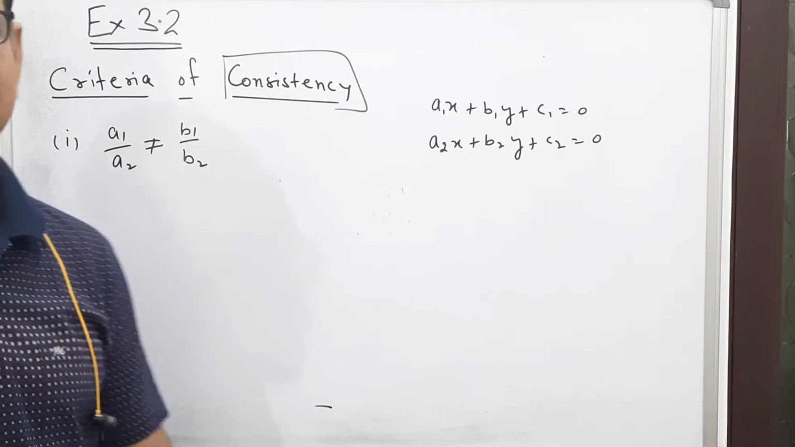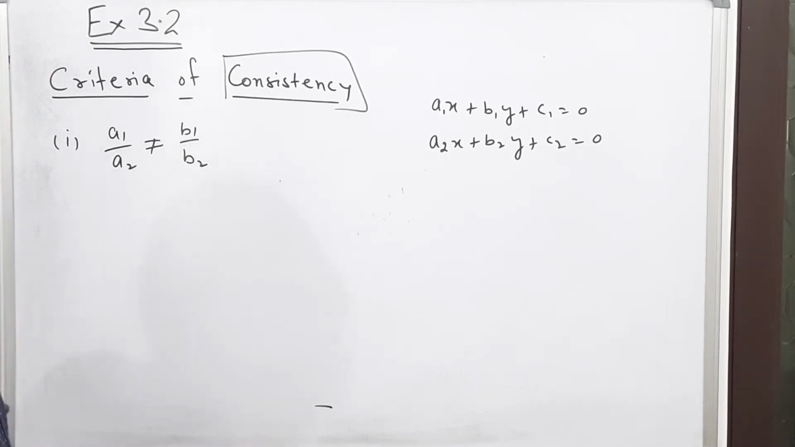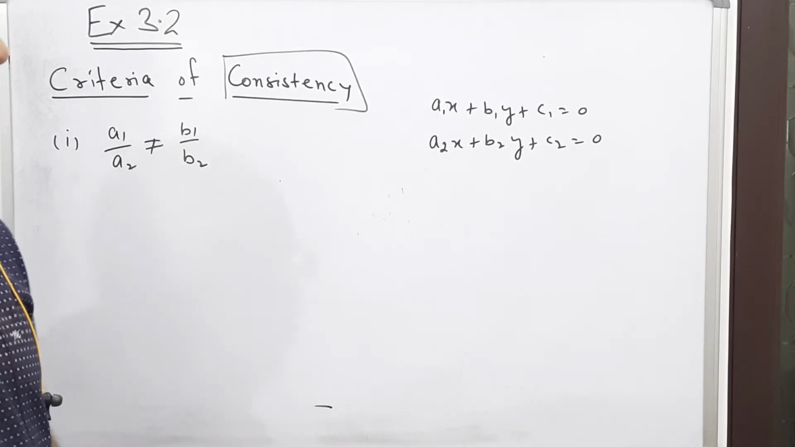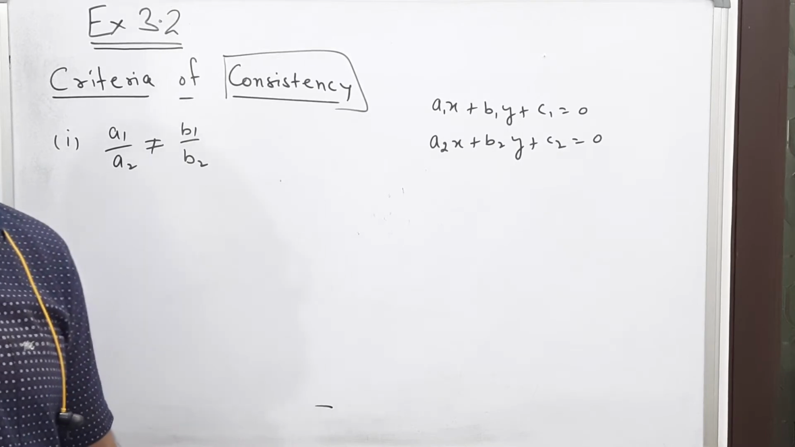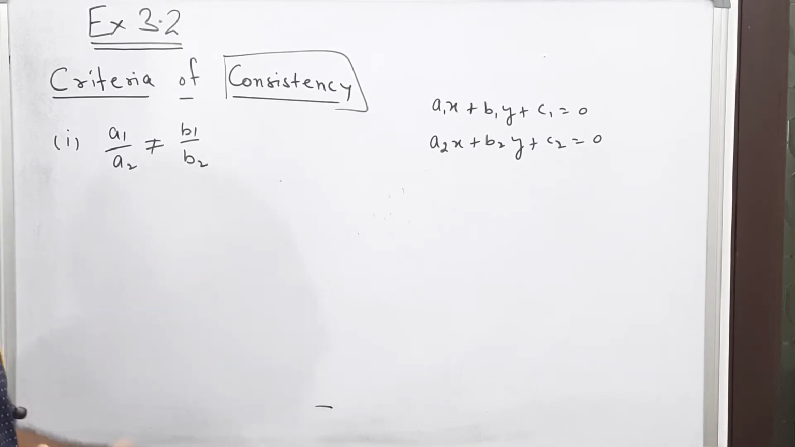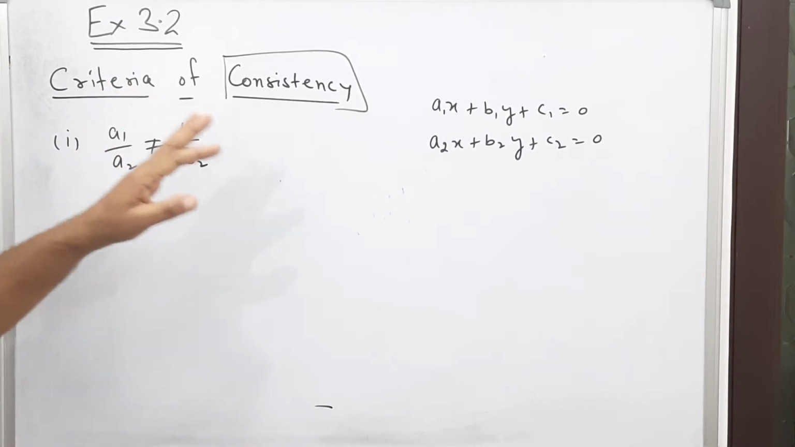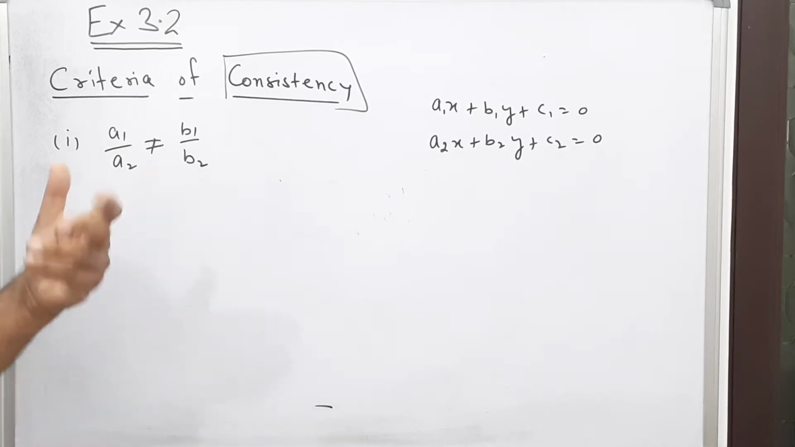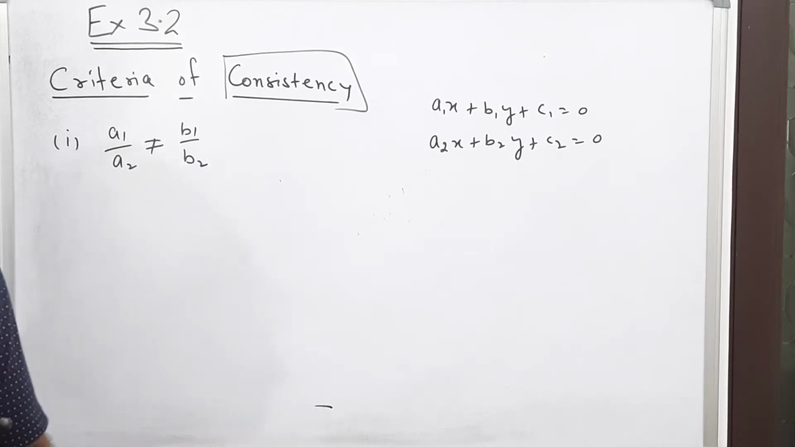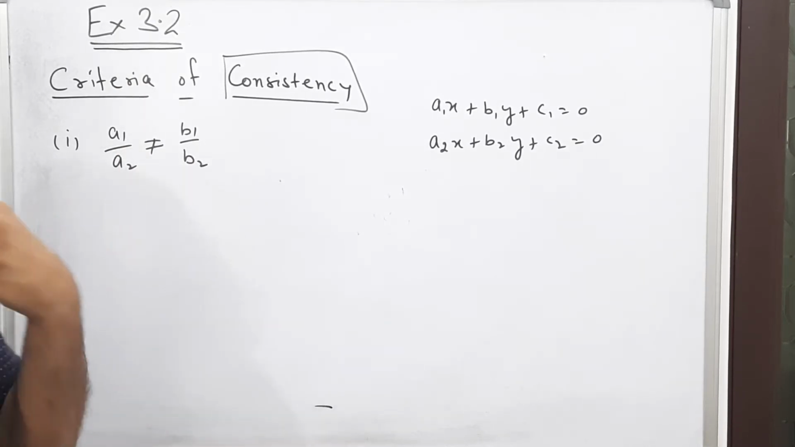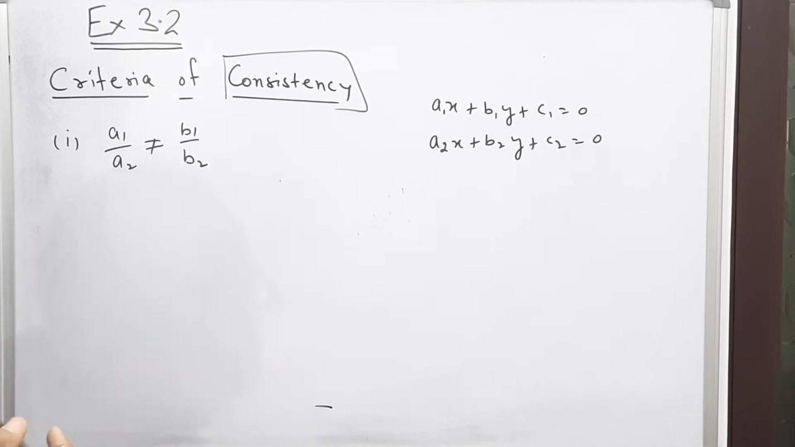Hello students, in my previous video you have seen the algebraic representation of a given condition and how to draw the graph of it. Now in this video I will be explaining the criteria of consistency. What is the meaning of consistency, and what are the criteria for whether the system is consistent or inconsistent?